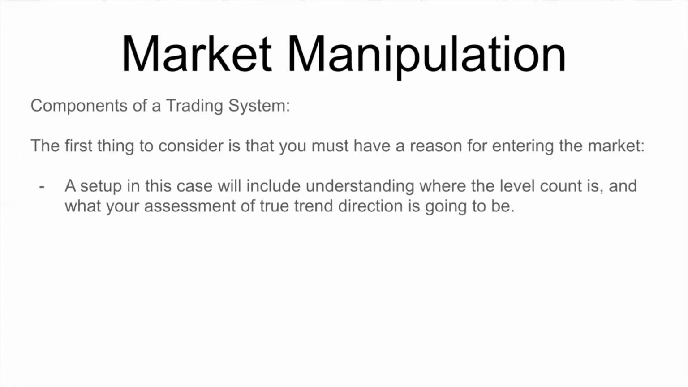And then true trend direction basically means what is the big overall trend? Is price going down right now, but overall in a bigger uptrend? Or is price going up right now, but overall in a bigger downtrend? You have to ask yourself, what's the big picture going on and what time frame are you trading on?